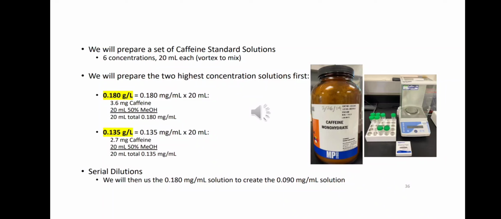Prepare the highest concentrations of caffeine standards first, specifically the 0.180 milligram per milliliter sample and the 0.135 milligram per milliliter solution. From the 0.180 milligram per milliliter solution, we then created the 0.09 milligram per milliliter standard. This approach ensures that the dilutions are accurate and consistent, which is crucial for generating reliable calibration curves and quantifying the caffeine content in diet sodas.